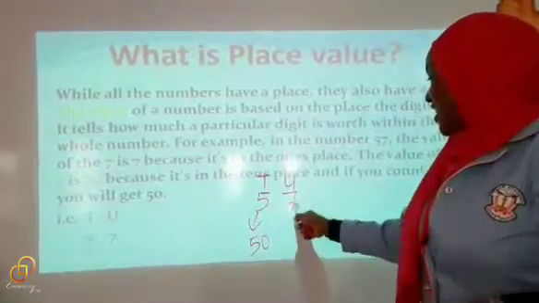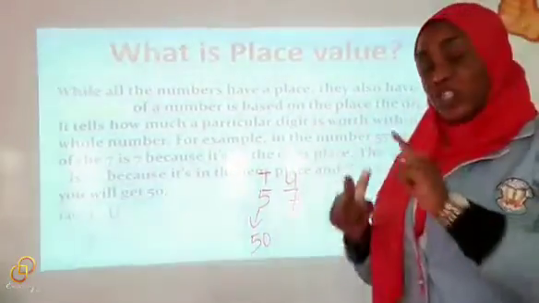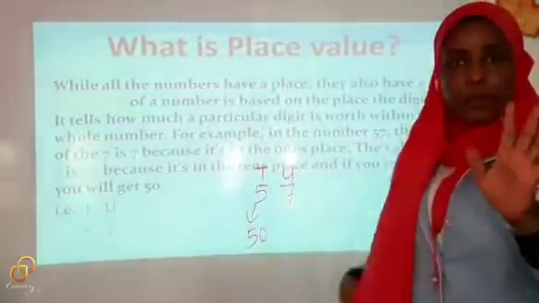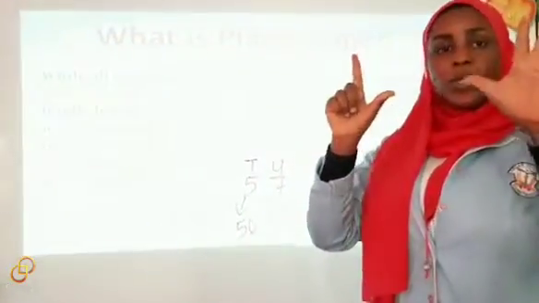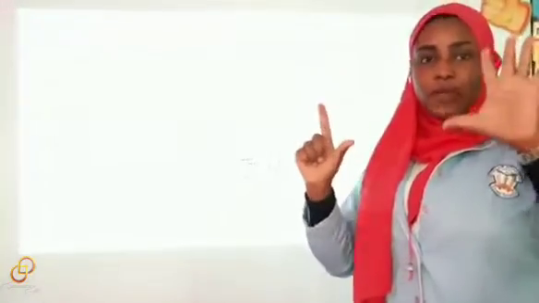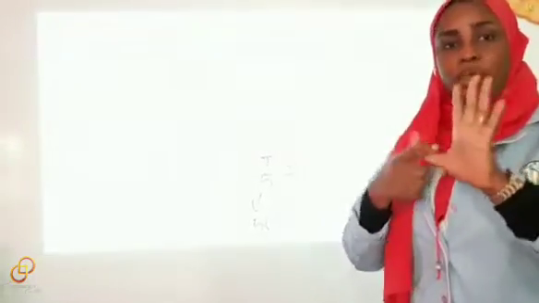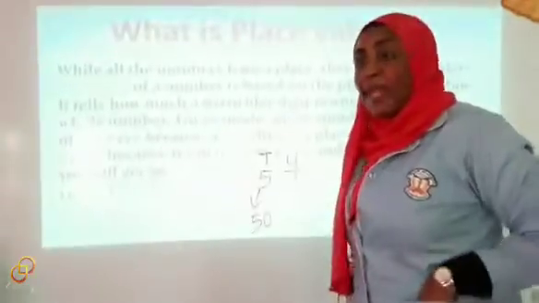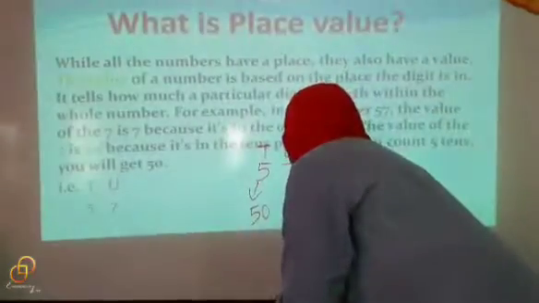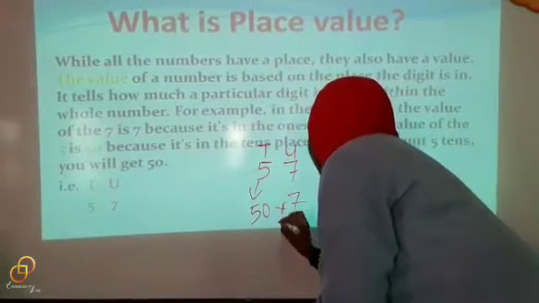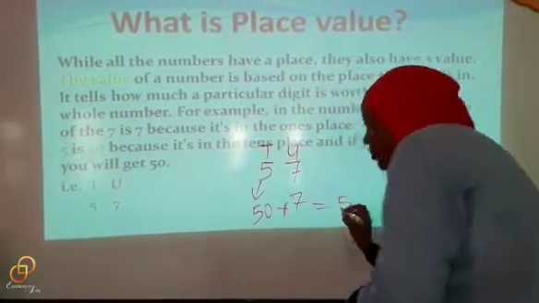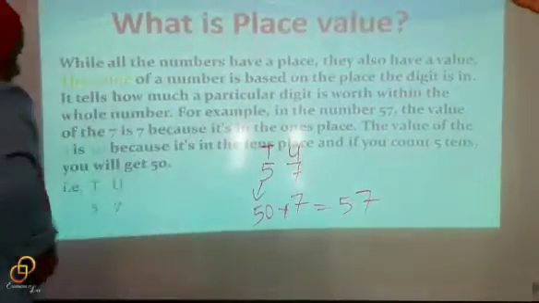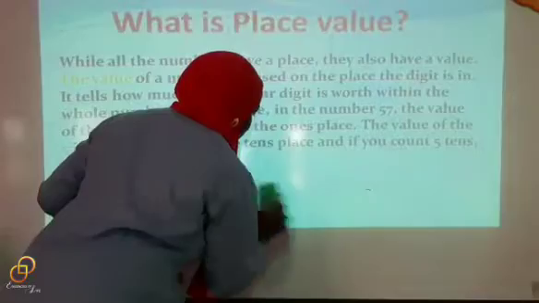So here, 7 is in the unit place, which is ones. So when you count 7 units, it remains 7 because it's in ones. 1, 2, 3, 4, 5, 6, 7. So 7 units remains 7. So 50 plus 7 is equal to 57. Let's move further to the next slide.